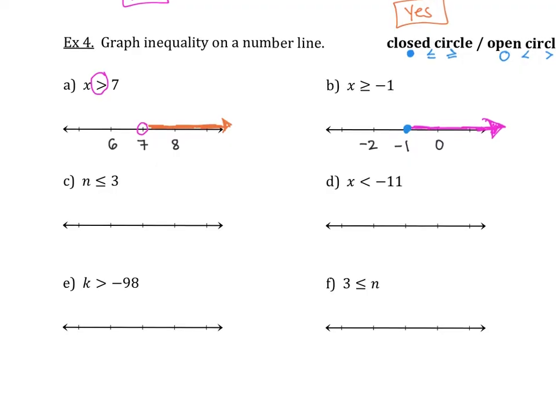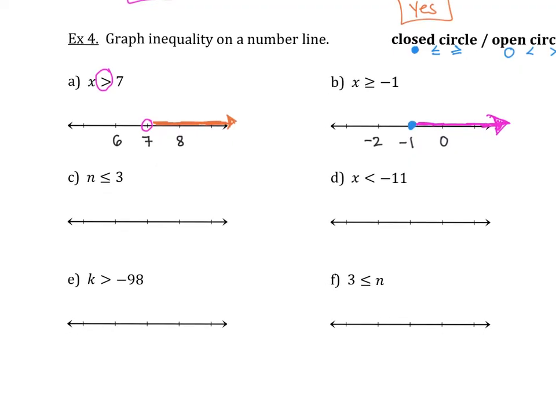Okay, let's do a few more. This one says n is less than or equal to 3. It doesn't matter the variable, the way I do it is the same. The critical number is 3, so I'm going to make sure 3 is on my number line, and I want 2 other points labeled. To the right of 3 is 4, to the left is 2.